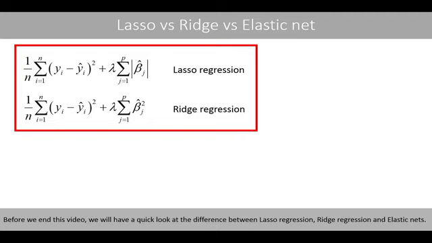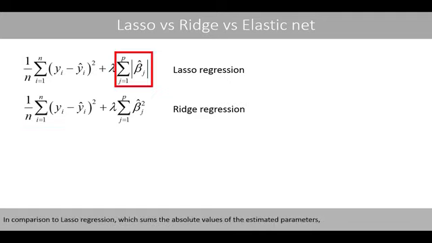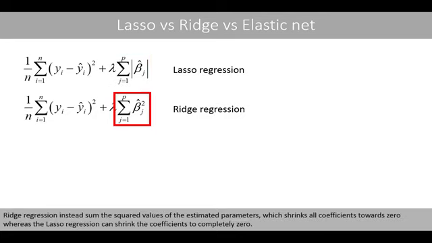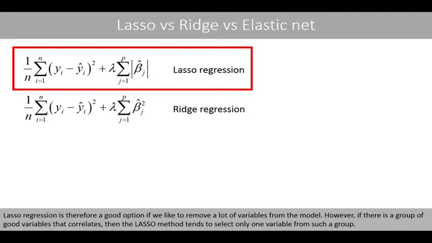Before we end this video, we'll have a quick look at the difference between Lasso regression, ridge regression, and elastic nets. In comparison to Lasso regression, which sums the absolute values of the estimated parameters, ridge regression instead sums the squared values of the estimated parameters, which shrinks all coefficients towards 0, whereas Lasso regression can shrink the coefficients to completely 0. Lasso regression is therefore a good option if you like to remove a lot of variables from the model. However, if there is a group of variables that correlates, then the Lasso method tends to select only one variable from such a group.